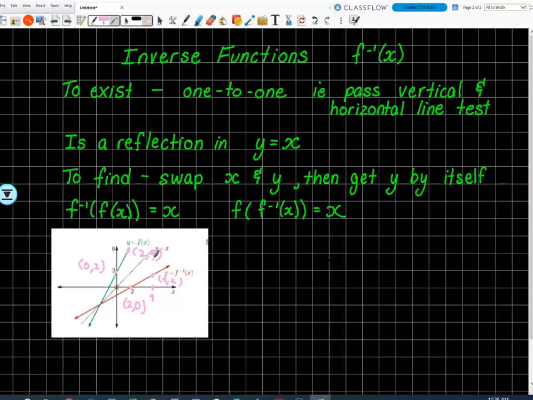And so in order to find the inverse function, that's exactly what we do. Where we see the x, we're going to replace it with a y. Where we see the y, we're going to replace it with an x, rearrange, and that will give us our inverse function, which we denote by that.